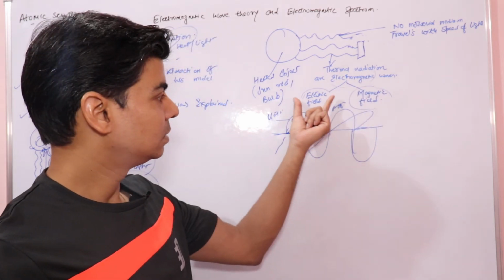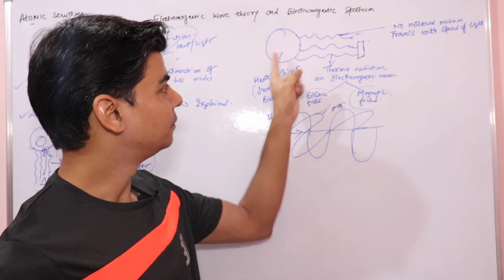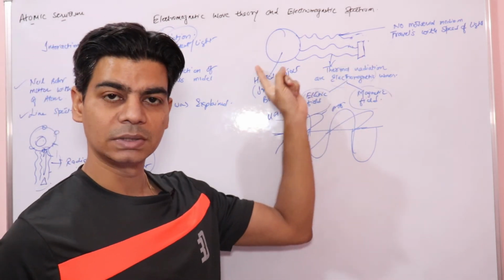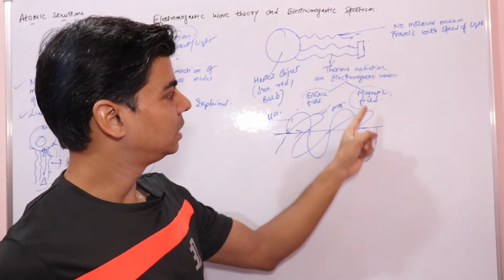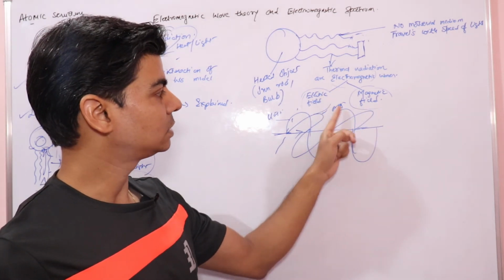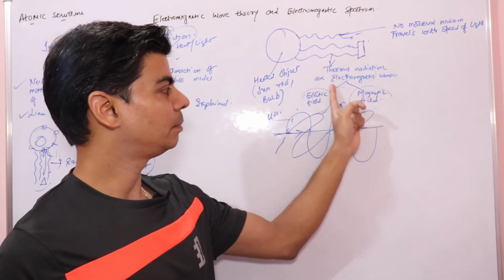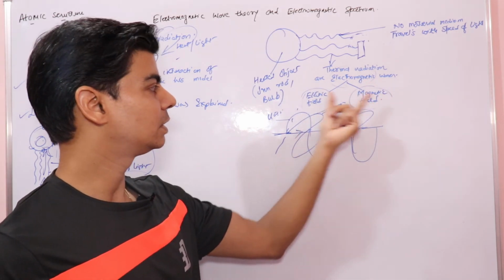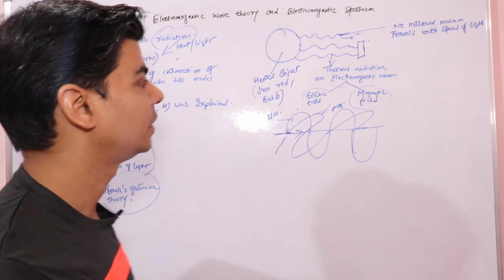I'll repeat, since these thermal radiations, scientists found, consist of electric field and magnetic field, that is why we call them electromagnetic waves. Electromagnetic is from the words electric and magnetic. These are electromagnetic waves, right?